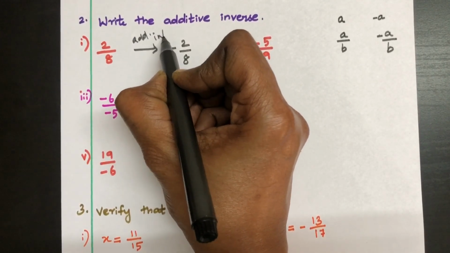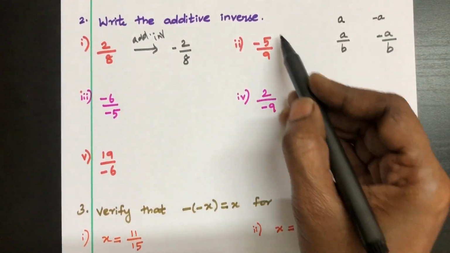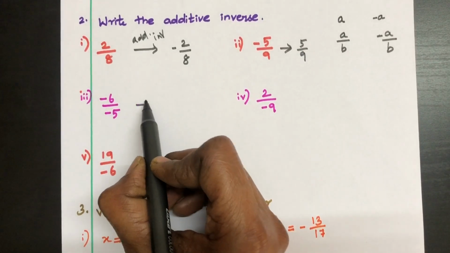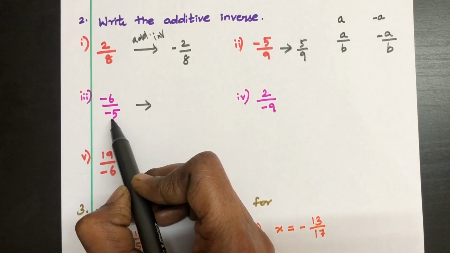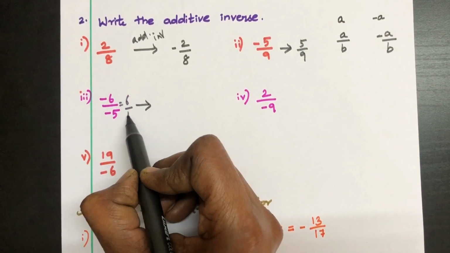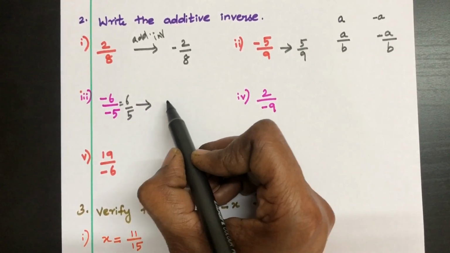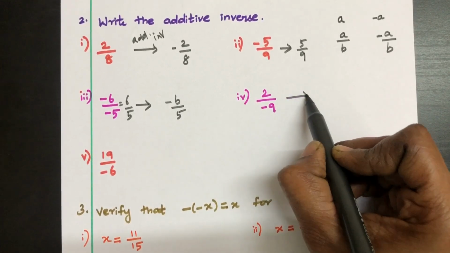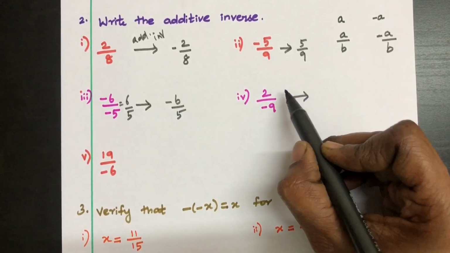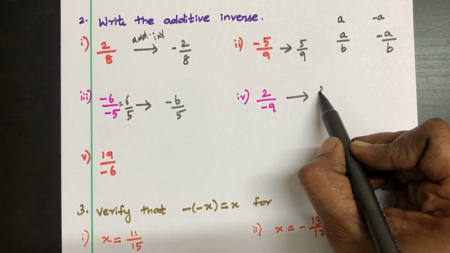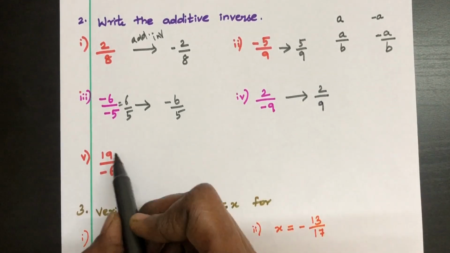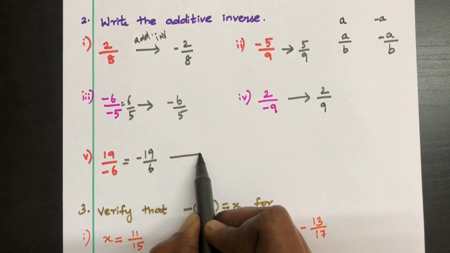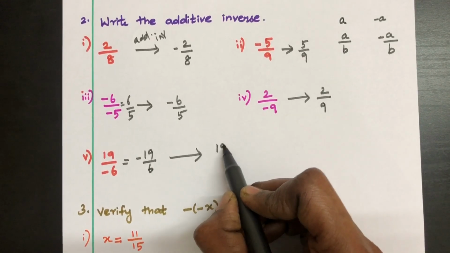Additive inverse. The additive inverse for minus 5 by 9 is plus 5 by 9. Similarly, this is just 6 by 5 only, right? This is equal to 6 by 5 because negative by negative is positive. The additive inverse for this is minus 6 by 5. Here, the additive inverse for minus 2 by 9 is just positive 2 by 9. This is equal to minus 19 by 6, but the additive inverse is just a positive 19 by 6.